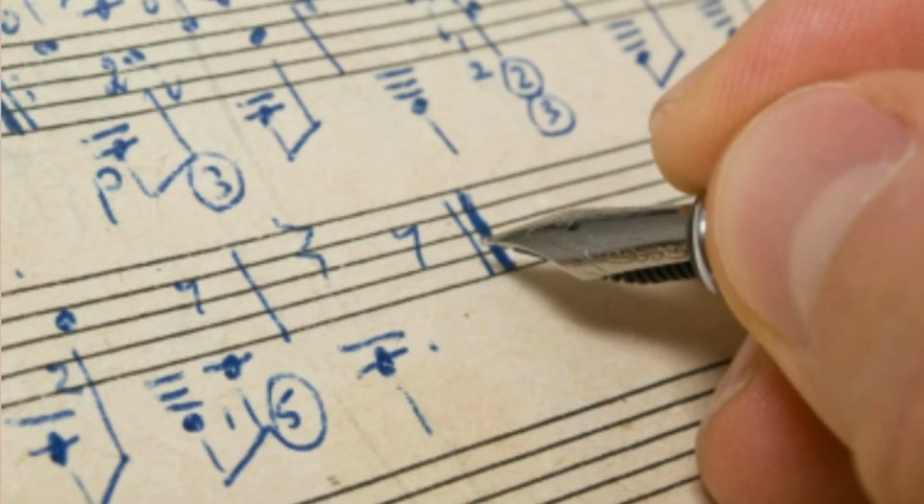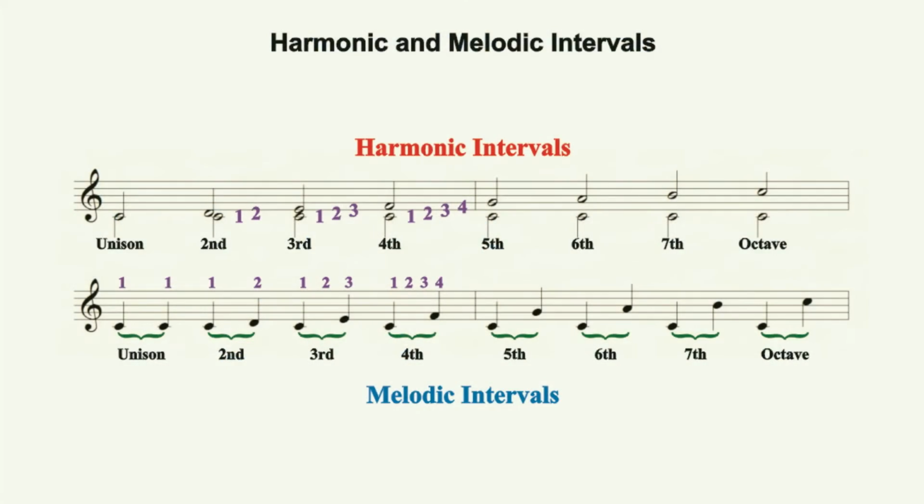Intervals are made up of two elements: the visual distance between any two written notes and the unique quality of tone that those two notes represent. Intervals can be harmonic, in that the two notes are played simultaneously or together, or they can be melodic, meaning that the two notes are played consecutively or one after another.